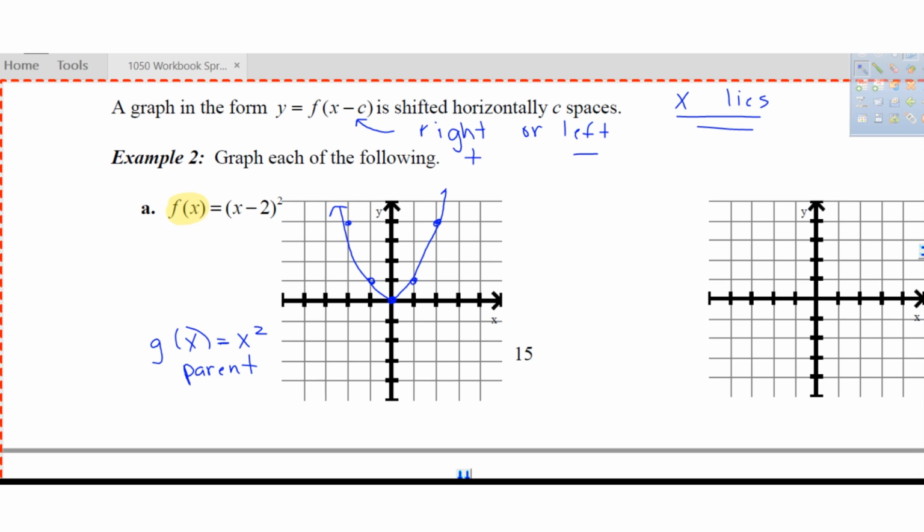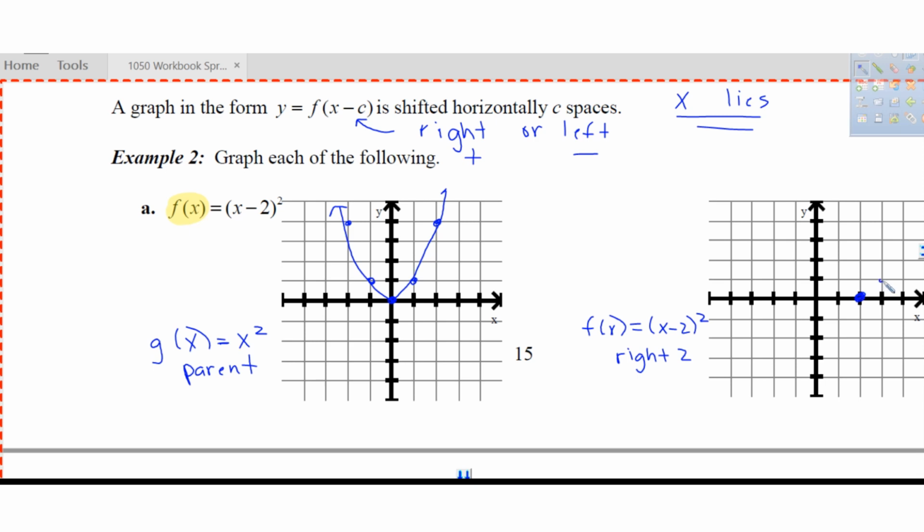Everybody talk to me about that minus 2. What does it do? Right 2. Very good. So everybody go right 2. And my equation is supposed to be called f of x. So everybody call it f of x equals x minus 2 squared. Now just grab that graph and move it right 2. So the vertex is now 2, 0.